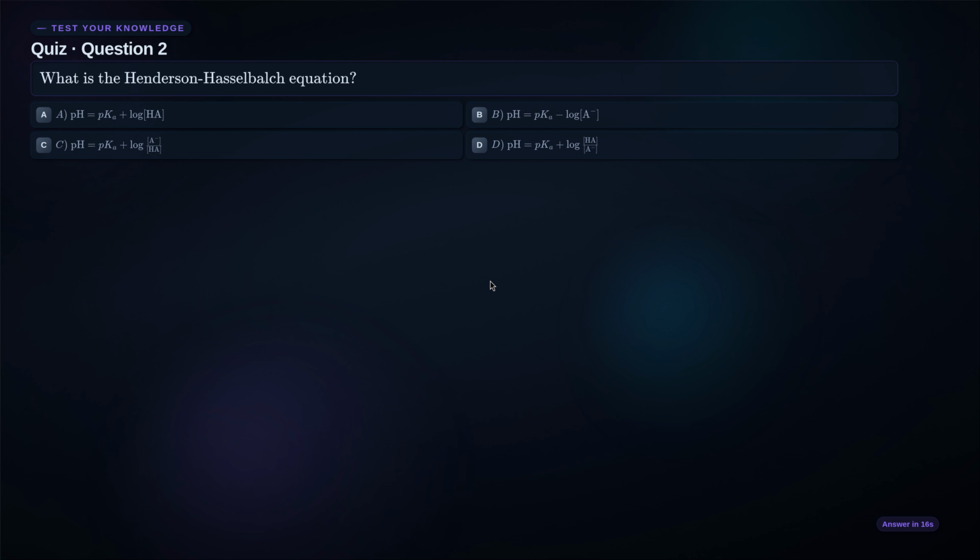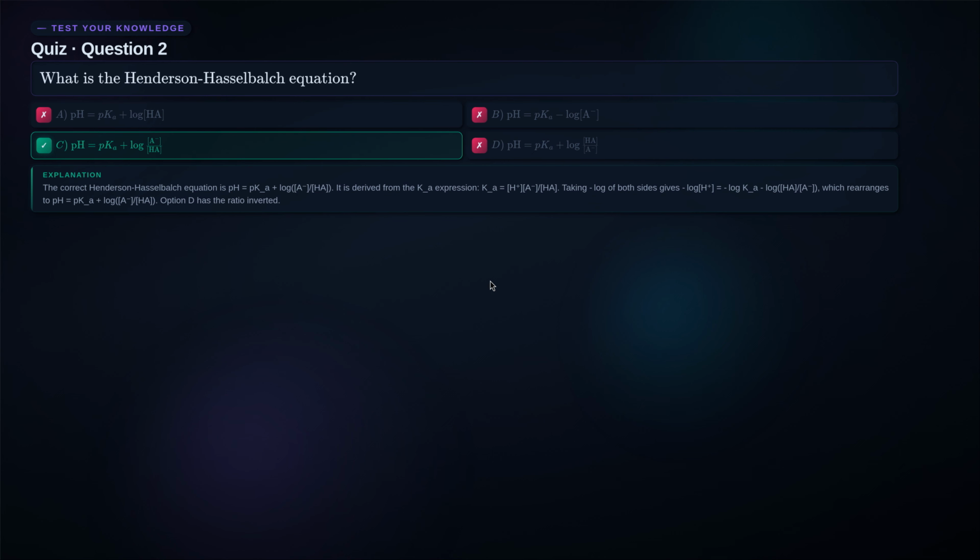The correct answer is option C. The Henderson-Hasselbalch equation is pH equals pKa plus log of conjugate base concentration divided by weak acid concentration. It is derived from the Ka expression by taking the negative log of both sides and rearranging. Option D has the ratio inverted.